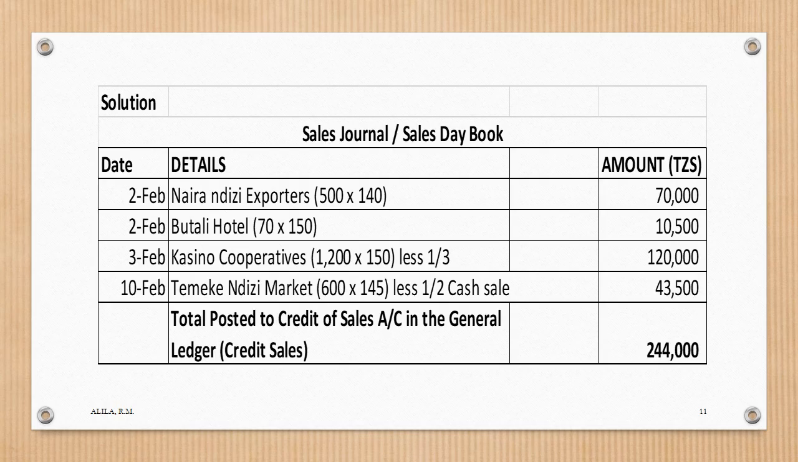So on February 10, Temeke Ndizi Market, we make a sale of 600 bunches of banana at 145, but they make a half payment, half cash. So if you less one half cash, what remains is 43,500, which is on credit. So the total credit sales remaining is 244, that is to be posted, being credited to the sales account. Credited to sales.